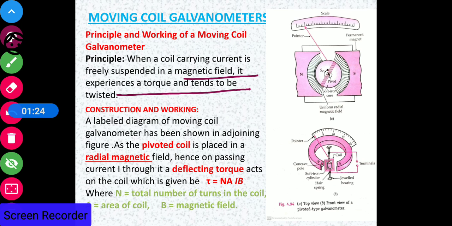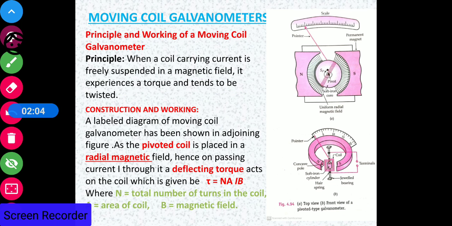Here two diagrams are shown. The lower one is the front view of a pivoted type galvanometer and the upper one is a top view. The pivoted coil is placed in a magnetic field. Now if you look at the figure, these lines are showing the coil. In this figure, the coil is pivoted on a cylindrical core.